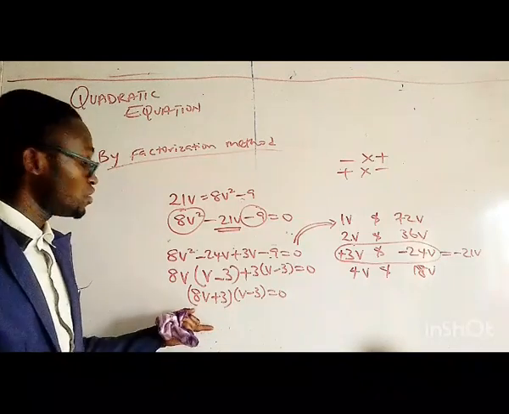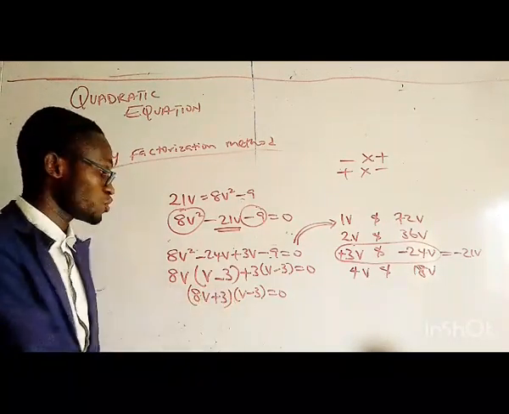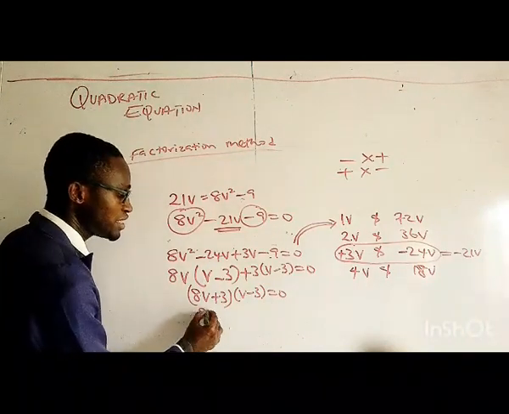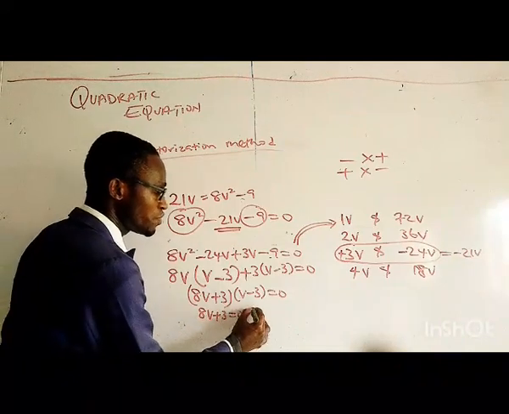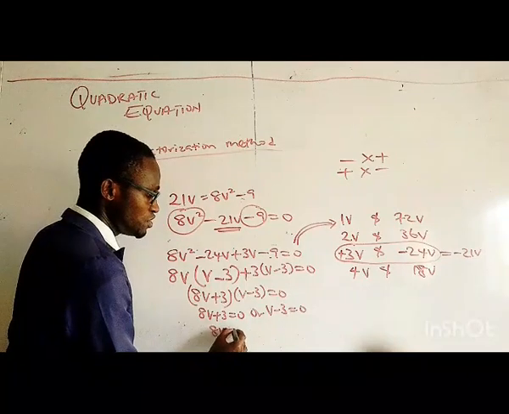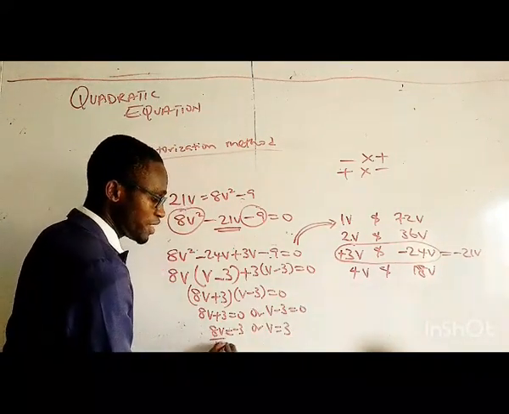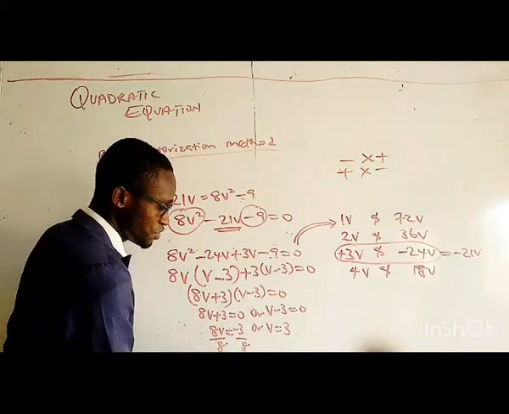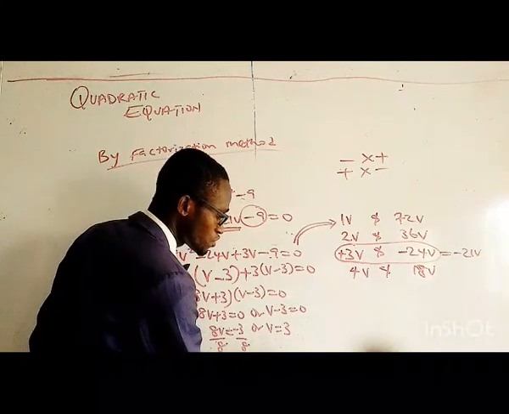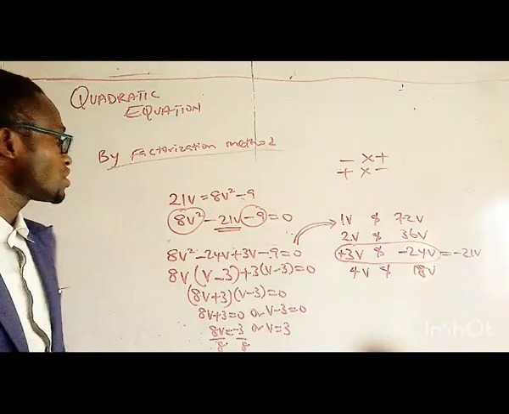As we said earlier on, if we have something like this, for both of them to multiply themselves to give us 0, it means that one of them is actually 0. So it's either 8v plus 3 is 0 or v minus 3 is 0. So it's going to be 8v is equal to minus 3 or v is equal to 3. So divide both sides by 8. So v is equal to minus 3 over 8 or v is equal to 3. This is very simple. So thank you very much.